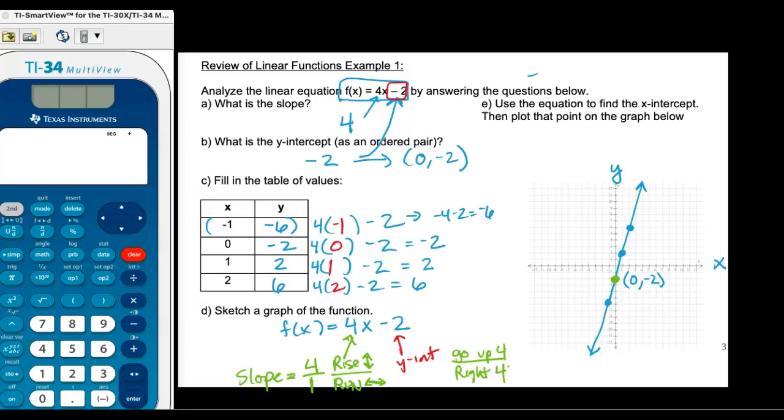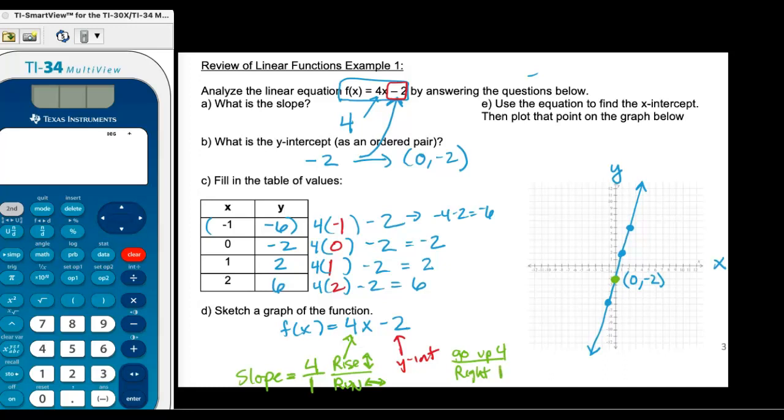So it's basically, the slope is giving us directions. It's saying, hey, start at the y-intercept of -2 and then go up 4 to the right. Sorry, I wrote 4. I should have said 1 there. Let me rewrite that. So go up 4 and right 1.